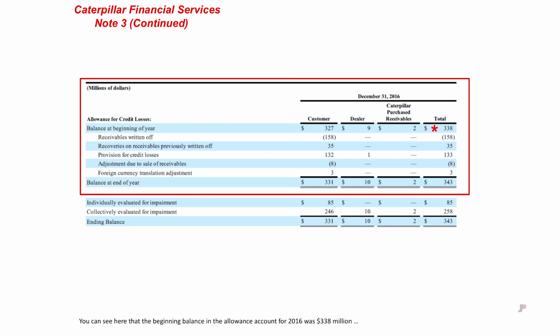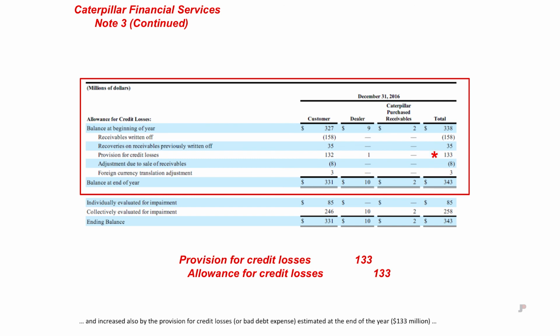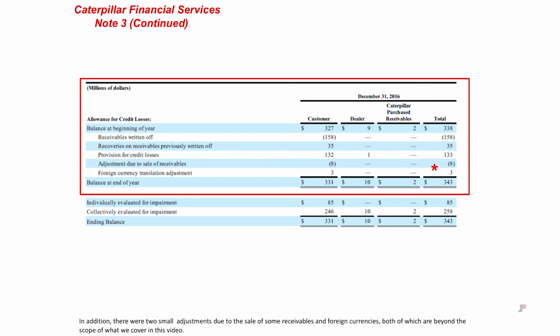You can see here that the beginning balance in the allowance account for 2016 was $338 million, decreased by the write-offs during the year, $158 million, and increased by the recoveries, $35 million, and increased also by the provision for credit losses or bad debt expense, estimated at the end of the year, $133 million. In addition, there are two small adjustments due to the sale of some receivables and foreign currencies, both of which are beyond the scope of what we cover in this video.